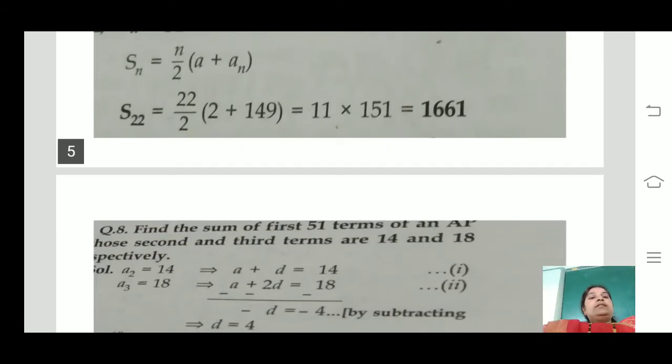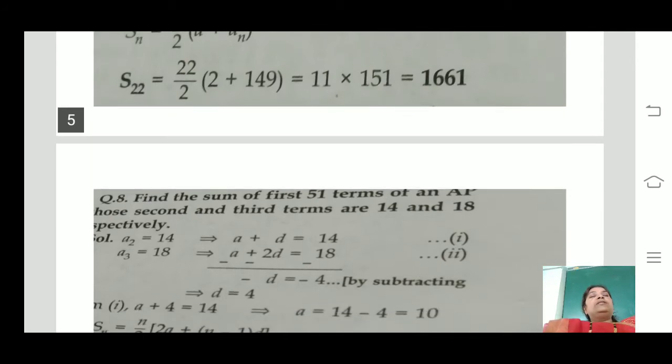Now let us solve question number 8. See, for this question a2 is given, second term is given 14, third term is given 18. Using this we want to find sum of 51 terms, means S51 we want to find. Now a2 can be calculated as a plus d. We know formula for an, that is a plus n minus 1 into d. Hence a2 can be calculated as a plus 2 minus 1 into d.